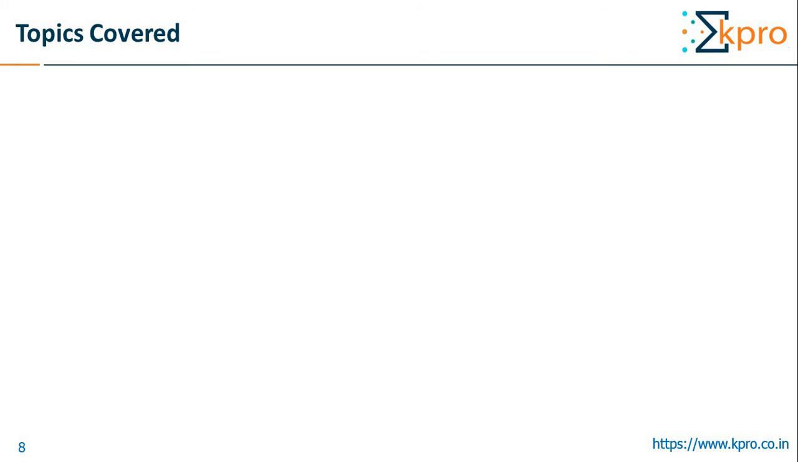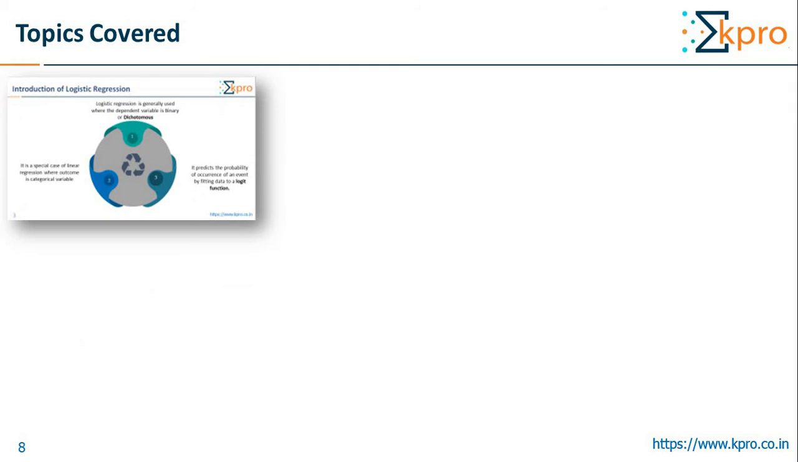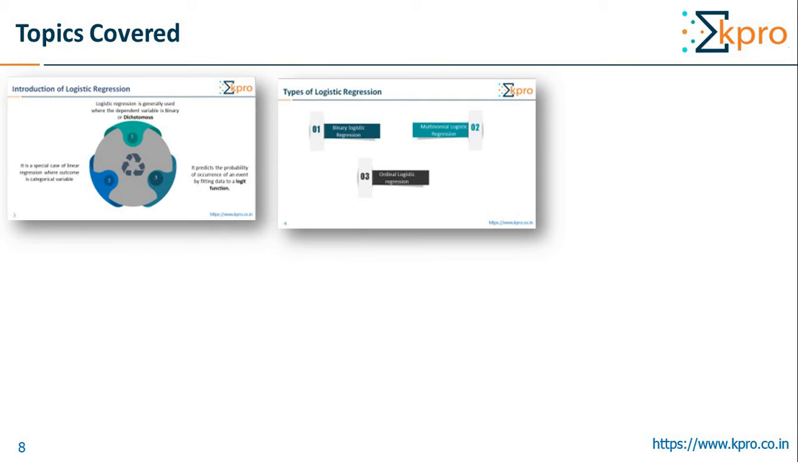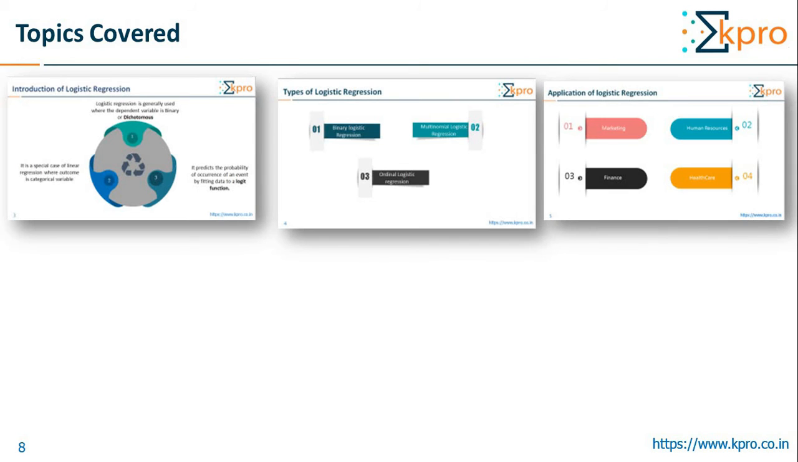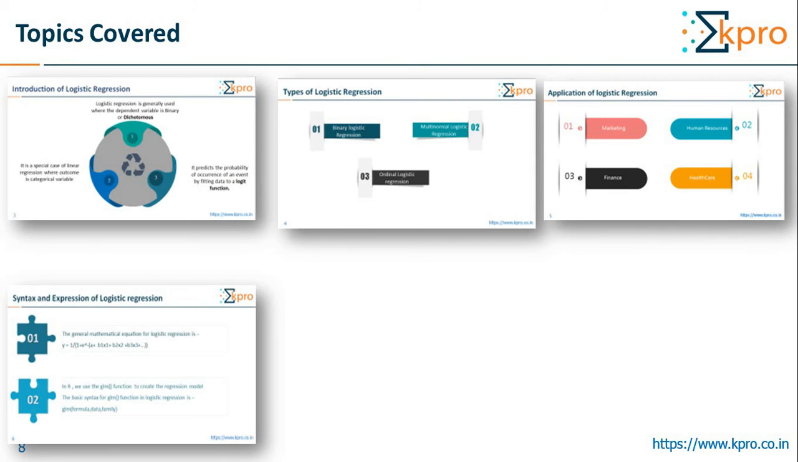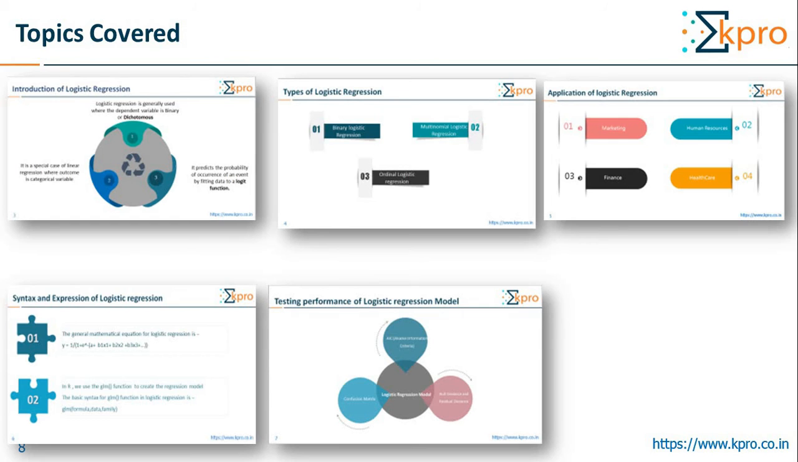Now let us have a quick look at the topics which we have covered in today's session. We started with the introduction of logistic regression, in which we learned where we should use logistic regression and how it is different from linear regression. Then we learned about the different types of logistic regression and the differences between them. Then we learned its application in different sectors. Then we understood the syntax and expression available for logistic regression. And finally we learned the metrics which are available for testing the performance of our model.